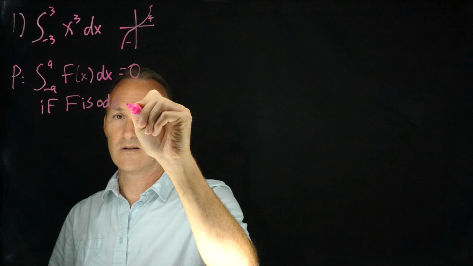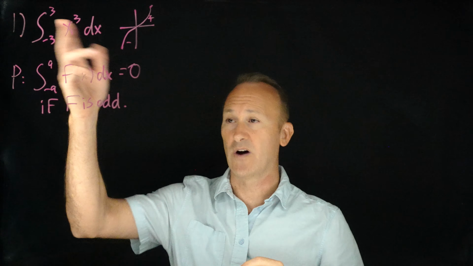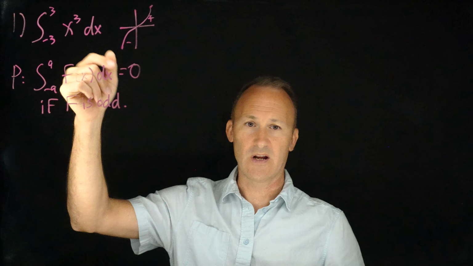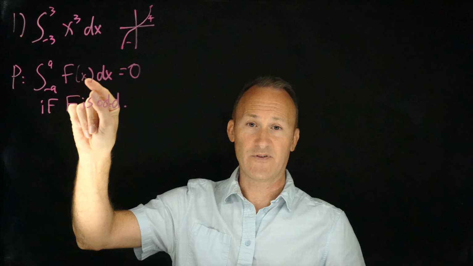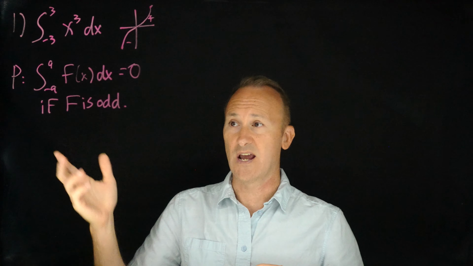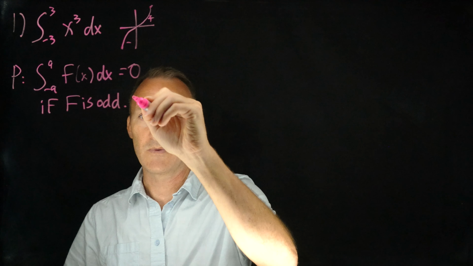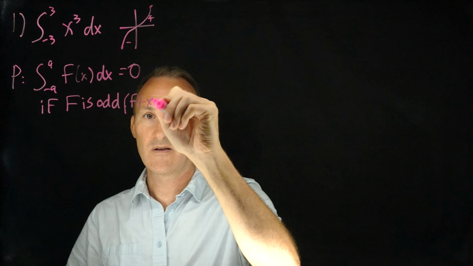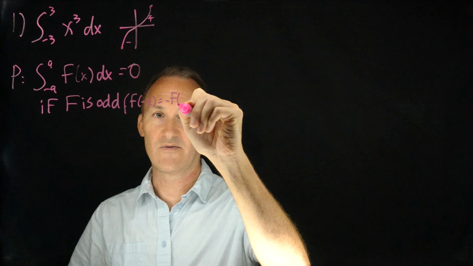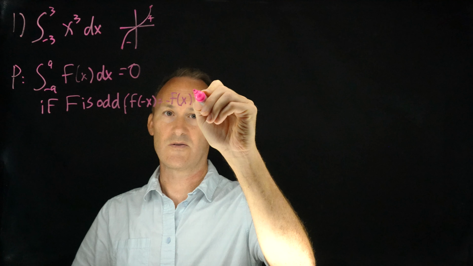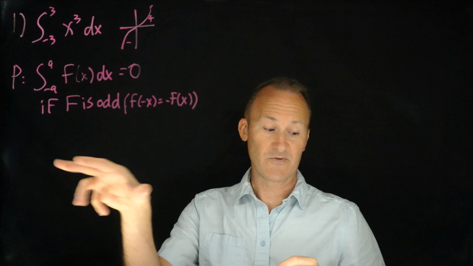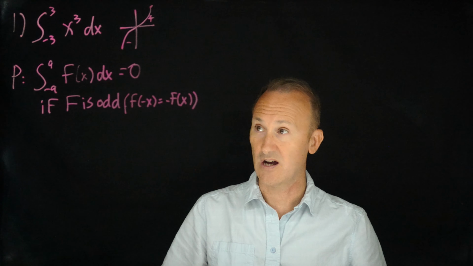And what does it mean to be an odd function? Well, they have odd powers. It basically means that if you plug in a negative, f of negative x is the negative of f of x. Maybe we'll make a little note there. So odd means f of negative x equals the negative of f of x. You can always plug those in to check to see if in fact the function is odd.